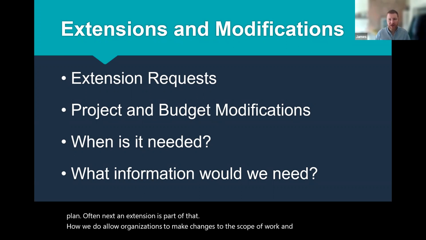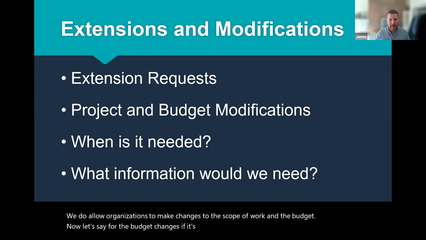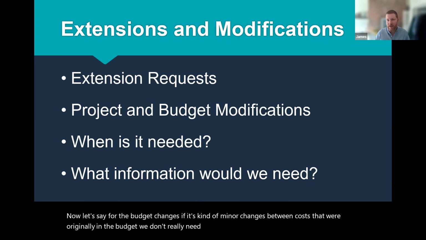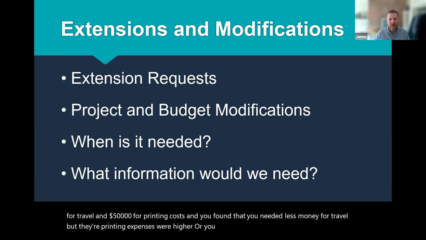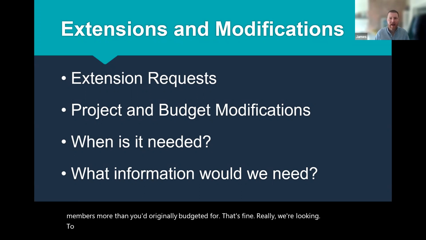Now, for the budget changes, if it's minor changes between costs that were originally in the budget, we don't really need approval. So for example, maybe you put in $500 for travel and $500 for printing costs, and you found that you needed less money for travel, but the printing expenses were higher, or you wanted to pay one of the project team members more than you'd originally budgeted for. That's fine.